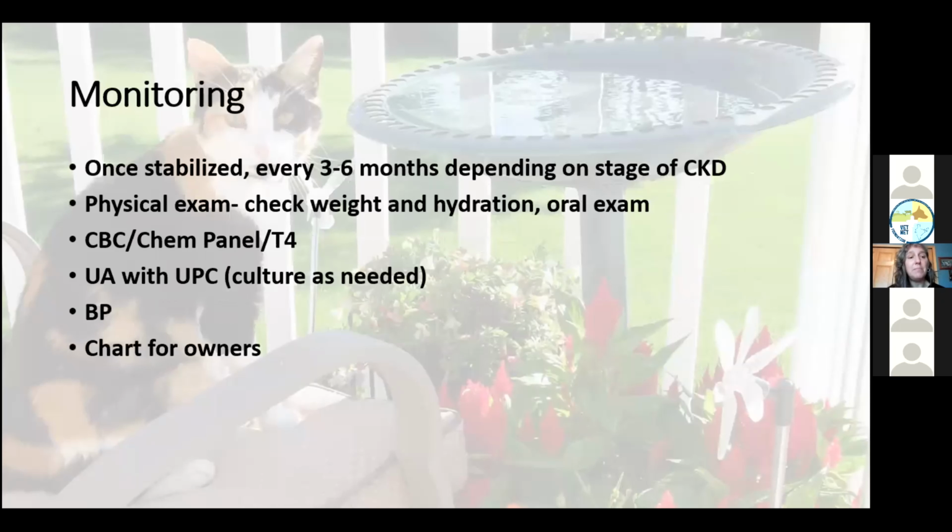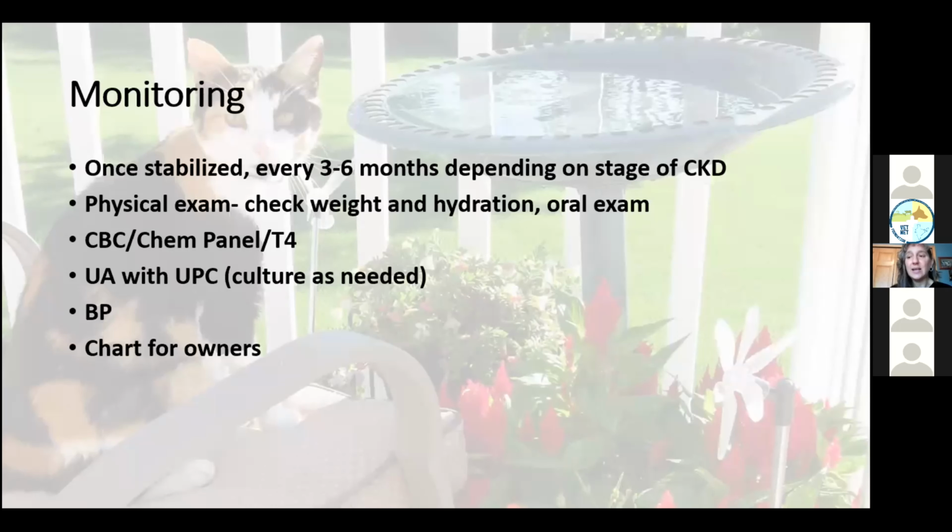All right, looking at monitoring. Once this patient is stabilized, you want to monitor every 3 to 6 months, depending on the stage of chronic kidney disease. So a cat that only has a decreased urine-specific gravity or mildly increased SDMA with no proteinuria and is normotensive, putting it in a stage 1, that is non-proteinuric and normotensive, would be fine for just rechecking every 6 months.